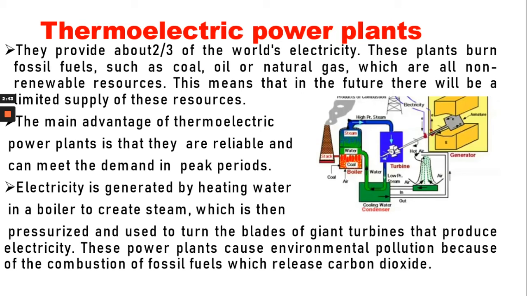But the main advantage of these power plants is that they are reliable and can meet the demand in peak periods. Electricity is generated by heating water in a boiler to create steam, which is then pressurized and used to turn the blades of giant turbines that produce electricity. These power plants cause environmental pollution because of the combustion of fossil fuels which release carbon dioxide.